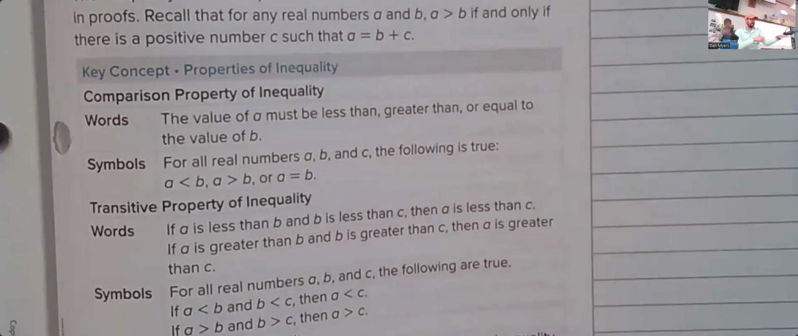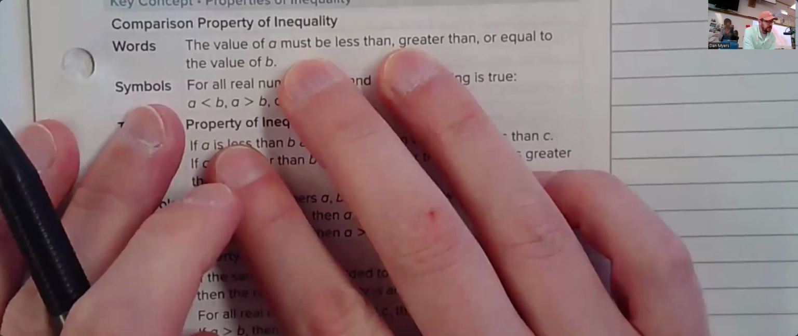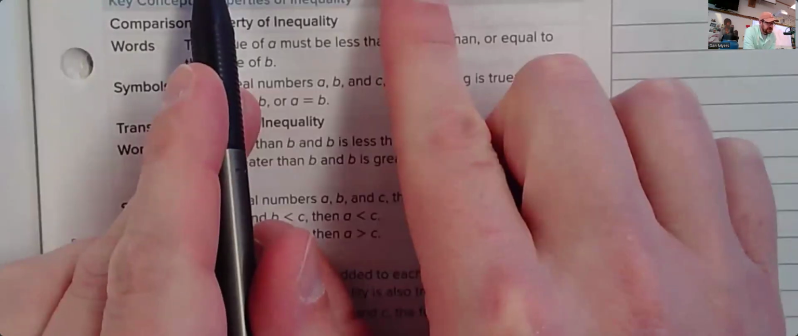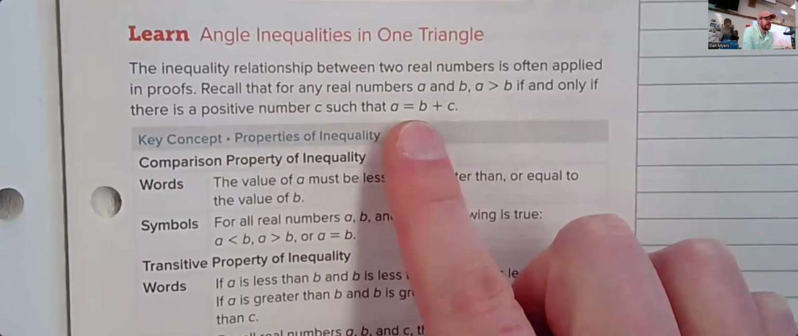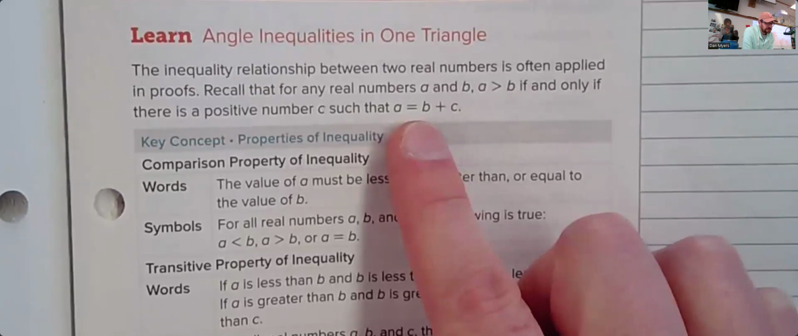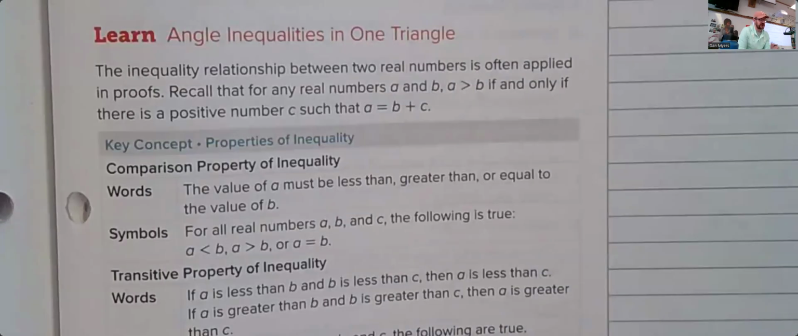Most of this, if not all of it. Oh, well, maybe not. We'll see. So the inequality relationship between two real numbers is often applied in proofs. Now, something that we didn't talk about in that little example is the fact that, well, we'll just talk about this. This is just in general. These are general terms before we get to triangles.